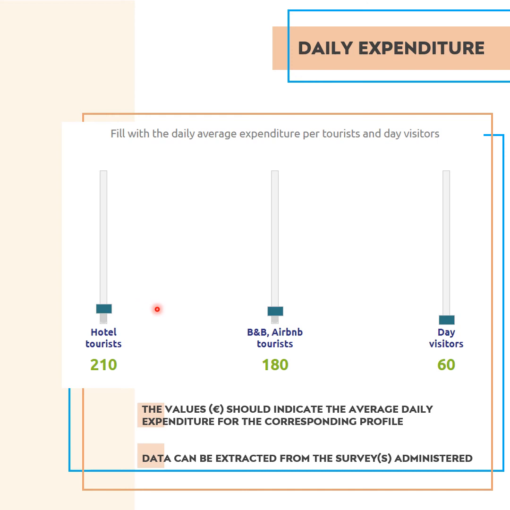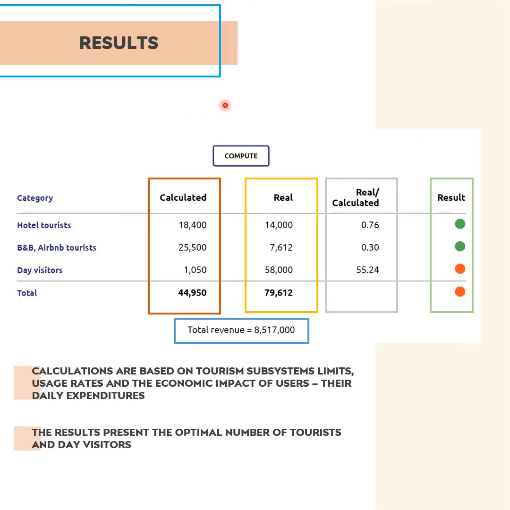It regards daily expenditure, whereby moving the slider on a €5 basis, the average daily expenditure for the corresponding profile has to be set. Data should be rounded up and can be extracted from the survey or service administered. At this point, by clicking on Compute, calculations and results are shown. They present the optimal number of tourists and visitors. Let's see how to interpret such numbers.